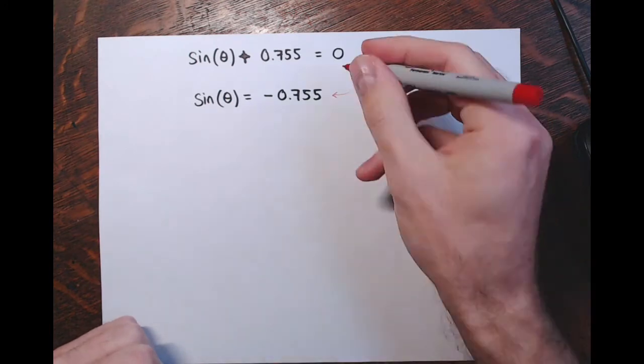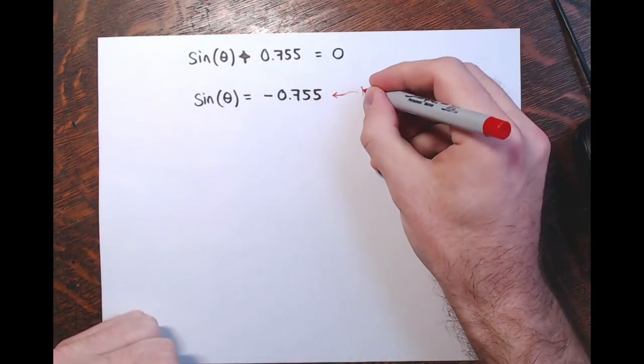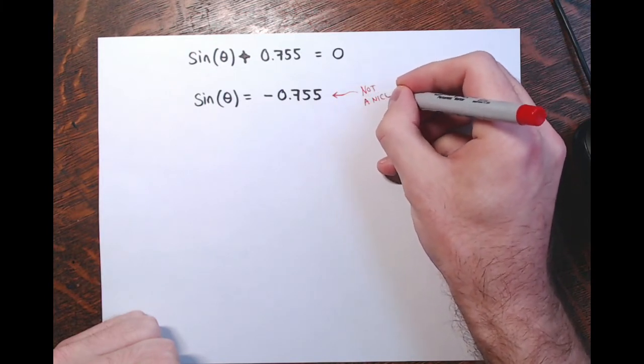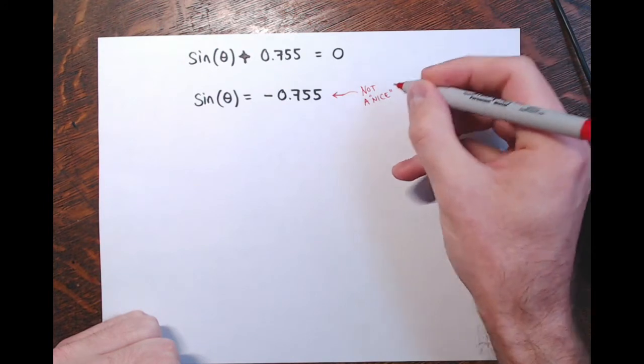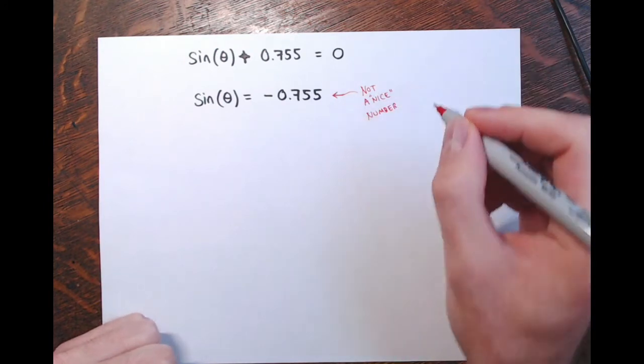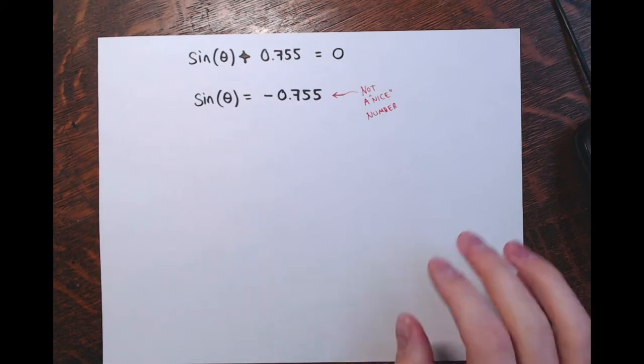Now, as I mentioned, now that we've isolated the trig function like we're used to doing, this number over here, negative 0.755, is not a nice number. Like I said before, it's not like a half or square root of 3 over 2 or something that some angles have the sine of. So if that's the case, we're going to use the calculator to find one solution.